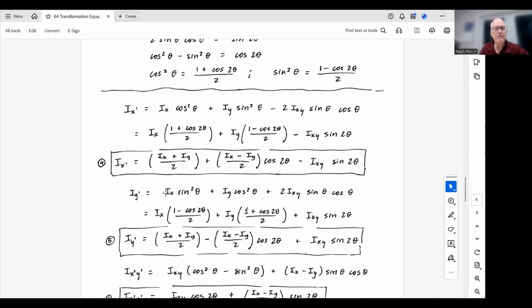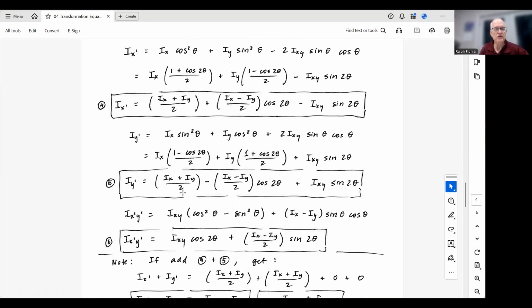If we take the Iy prime equation and substitute in the double angle formulas, we basically end up with an Iy prime equation, which is equal to I average minus this term, and then plus this Ixy term. And then if we plug the identities into the product of inertia, Ix'y', we get this form of the equation for the product of inertia. Again, these are all 2 theta forms of the transformation equations.